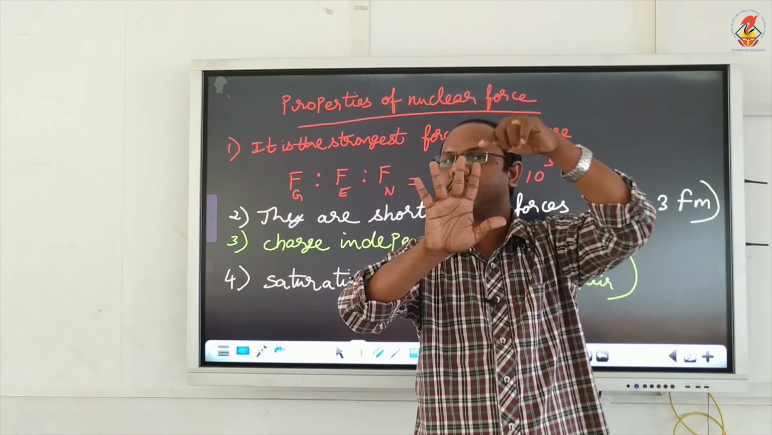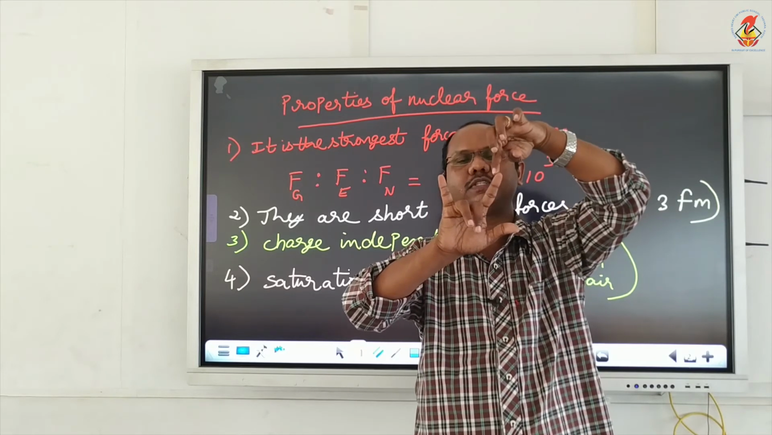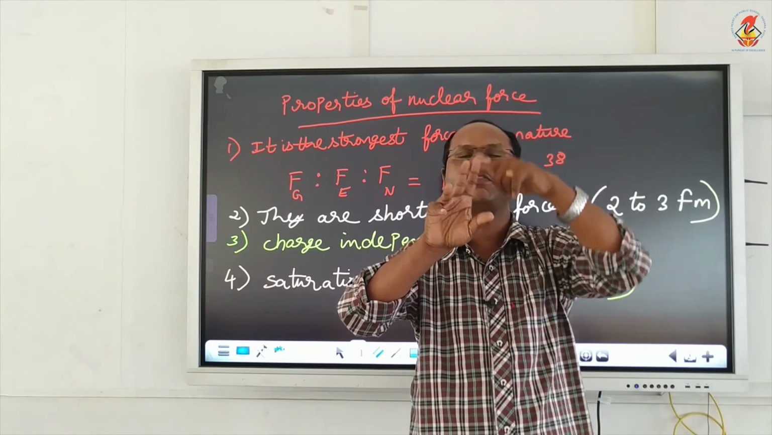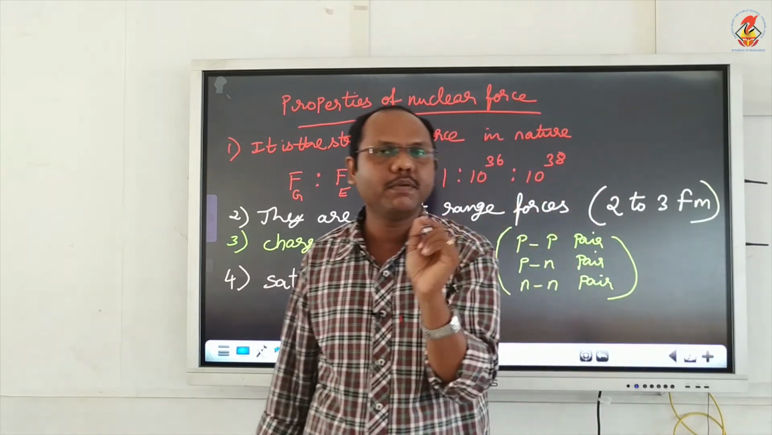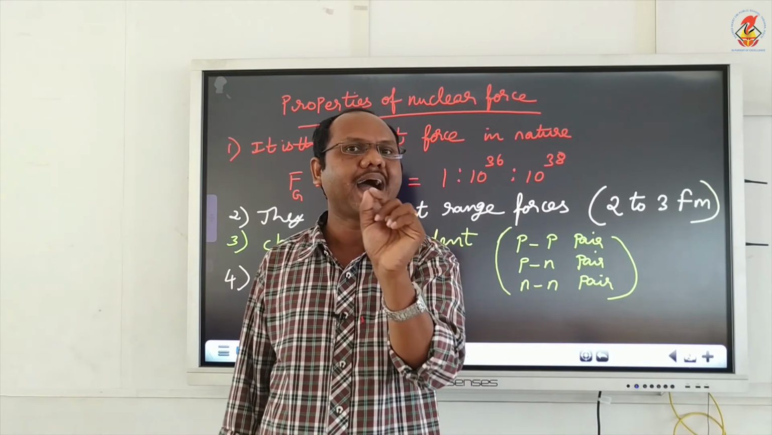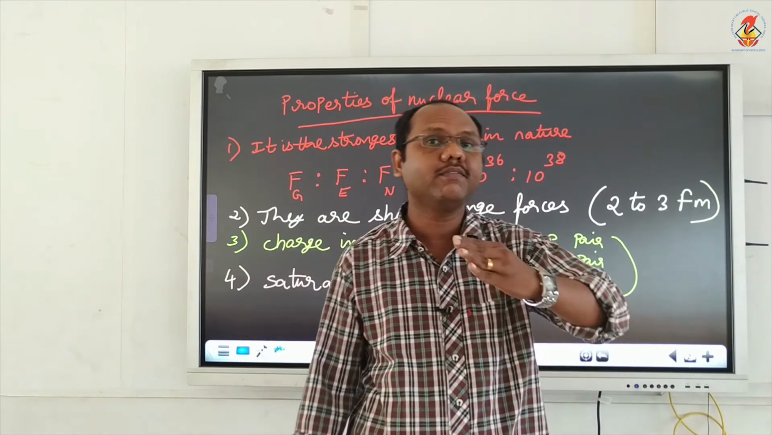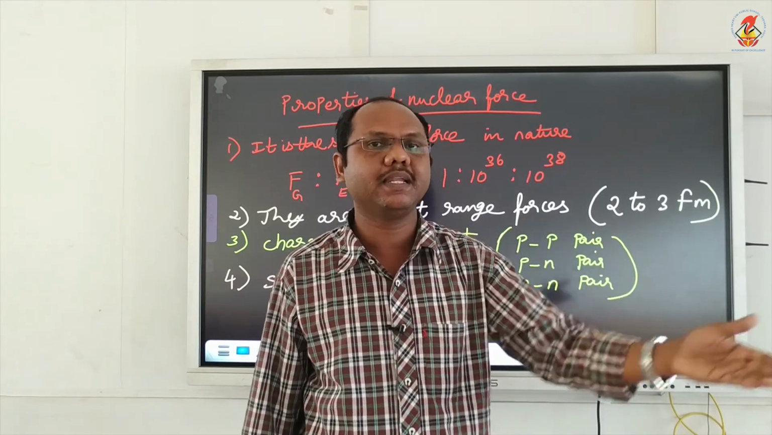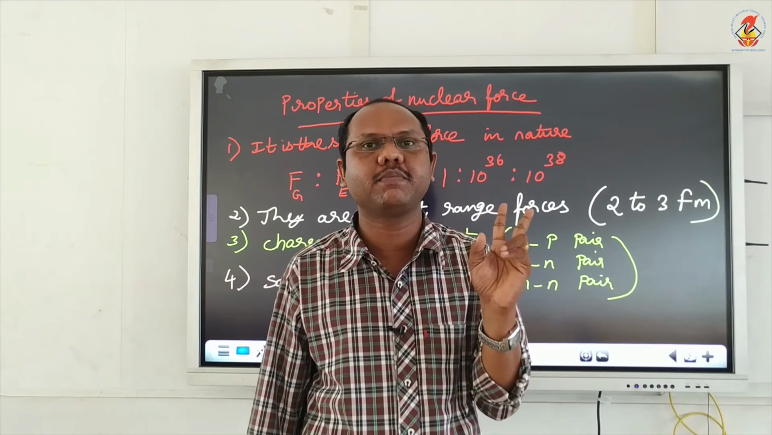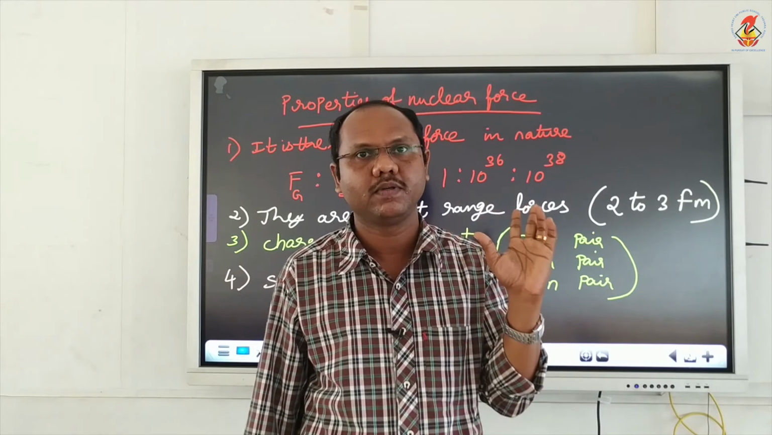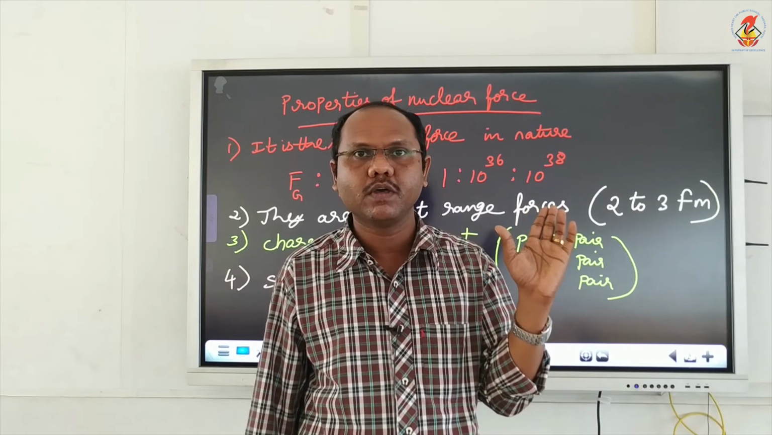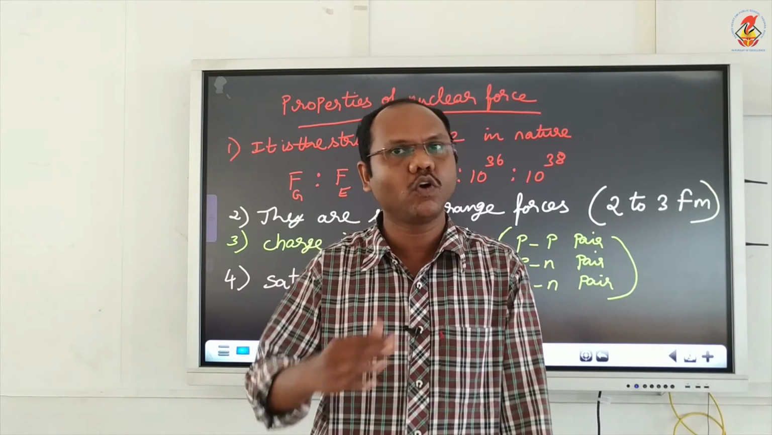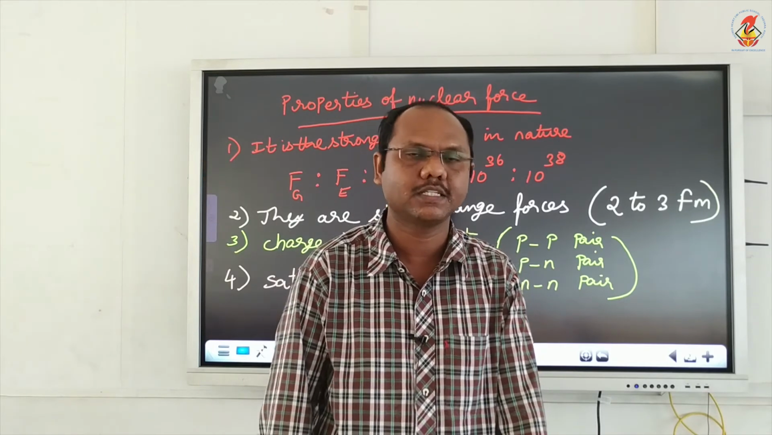Similarly, first and fourth, no attraction between the first and fourth. Now, between second and fourth, no attraction. So, there will be force of attraction only with the adjacent nucleon, not even the next neighbor, just the adjacent neighboring nucleon. A nucleon can interact only with the neighboring nucleon, not even the next nucleon. That is called saturation effect.